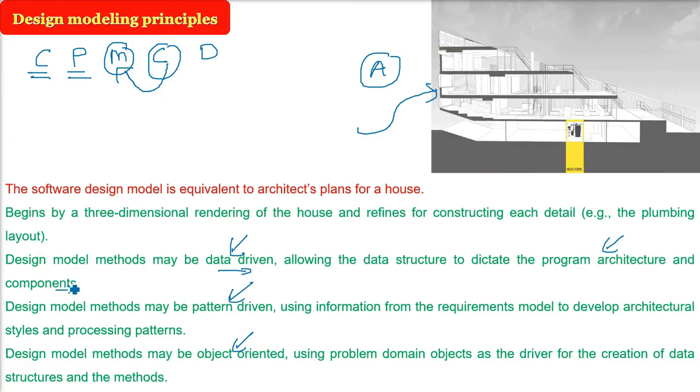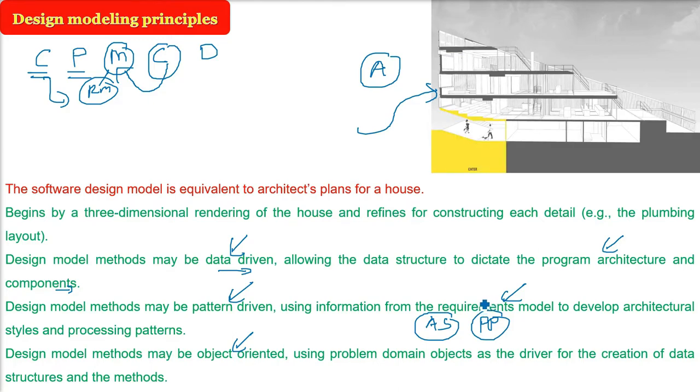Now, if the pattern is important, then the design model methods are driven by pattern in the background. We have already made a requirement model, so we'll use the information we have made in the requirement model. From that we can develop the architectural style or the processing patterns. The requirement model is the guide for your design model method of architecture styling and processing pattern. If something is already made, you can use that also. That is the pattern, and that pattern will help you in implementing the process.